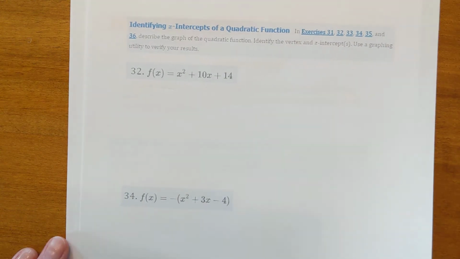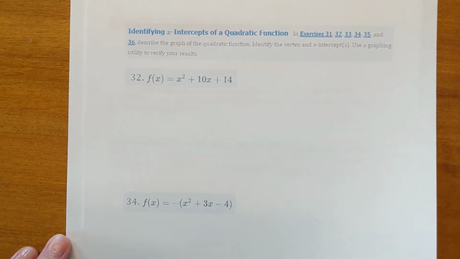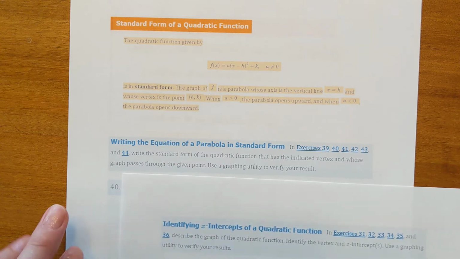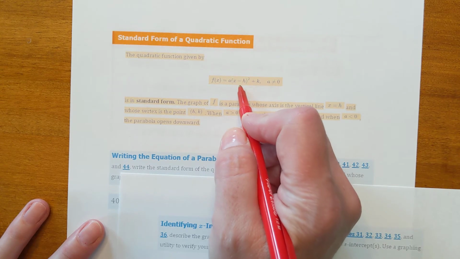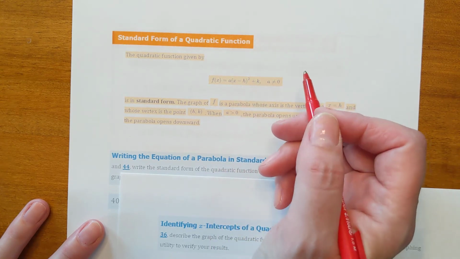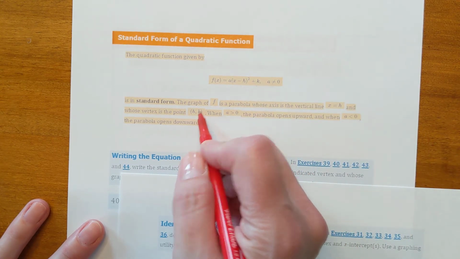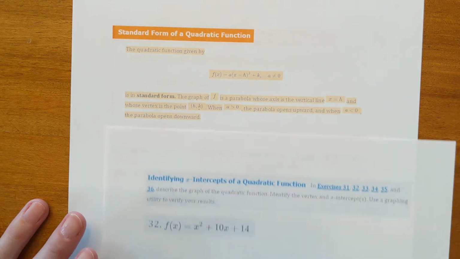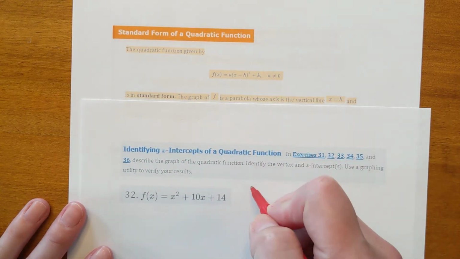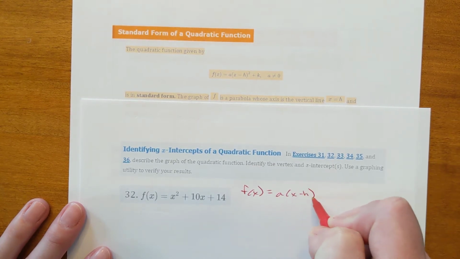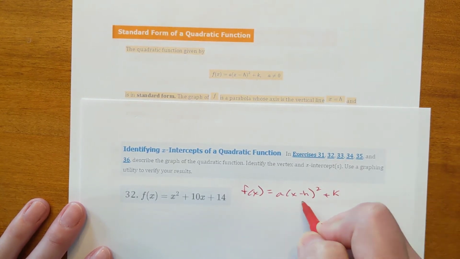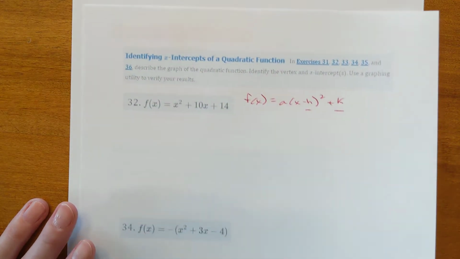Okay, even though really we need to talk about what the standard form of it is. The standard form of a quadratic equation is f of x equals a times (x minus h) squared plus k, where (h, k) is the vertex. All right, so we'll write that down here on the next page. We want to get this in standard form. f of x equals a times (x minus h) squared plus k, where (h, k) is the vertex.